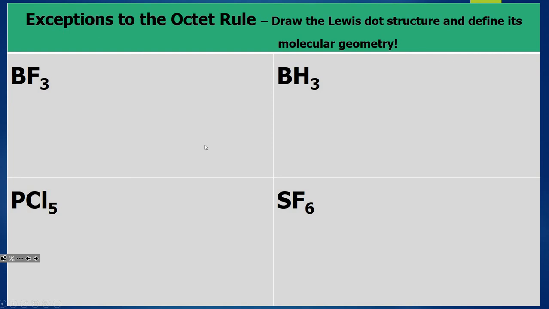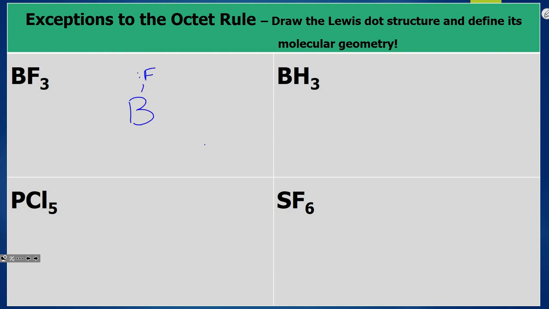Okay, so what we're going to do, we're going to talk about the exceptions to the octet rule. So here are our exceptions. Boron is an exception. Boron only has 3, and when it bonds, it doesn't have that 4th room open. Remember, we talked about the 4 rooms around. So it can only have 3. So when boron bonds, the maximum it can have is 3.